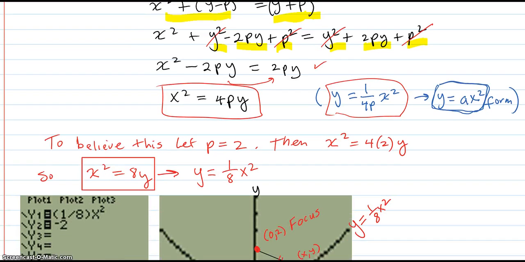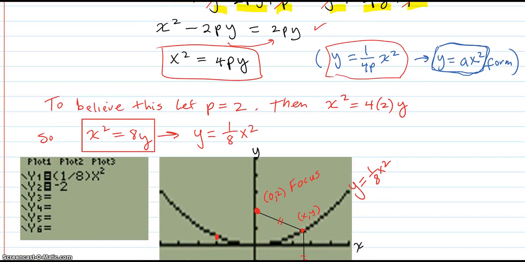Okay, now let's do an example with that to basically believe that this formula is working. So let's let p equal 2. Then x squared equals 4py, so x squared equals 8y. Which means that for graphing in the calculator, y equals 1/8 x squared, by dividing by 8. So there's the y. There is the directrix, because the p is 2.